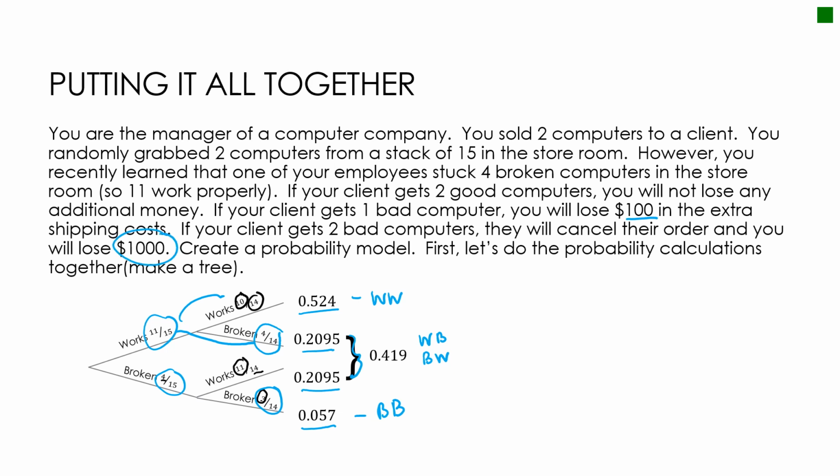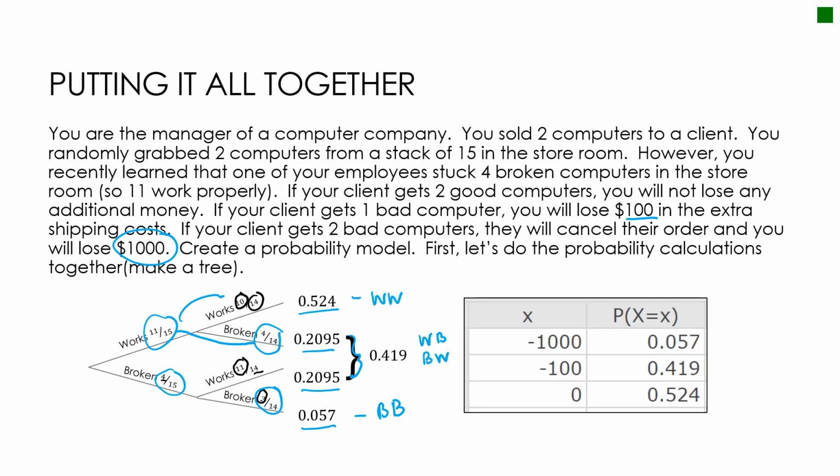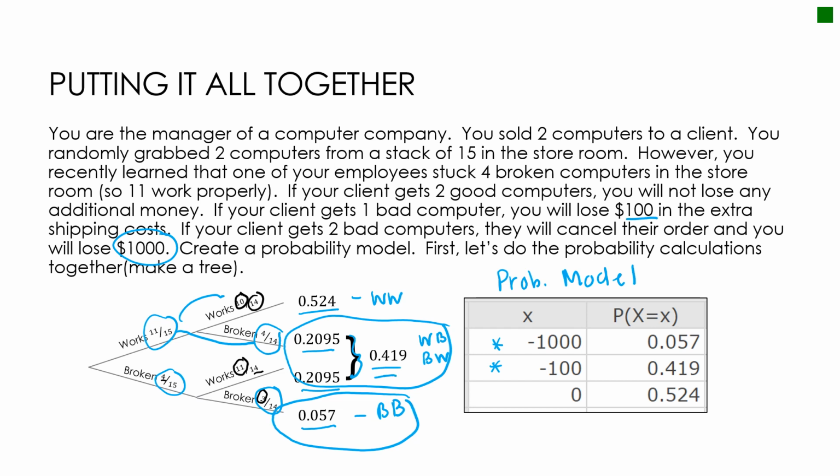So that's the tree to help me with the probabilities, and then I have to make a probability model. This is the probability model, and that model shows the negative $1,000 and then the probability that I lost $1,000, which was 2 broken, and then negative $100, which is anything in the middle, which was 0.419, and then it shows that I didn't lose any additional money, which is 0.524. So that's the probability model.